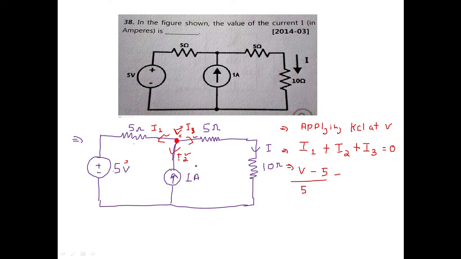Now, another one, I2. This is very important. I2 is -1. Why -1? Because the current is coming in the opposite direction of our prescribed direction of current. We are taking the direction of current in this particular direction, but the direction of current is opposite to our pre-assumed direction. So that's why the current is -1 ampere.